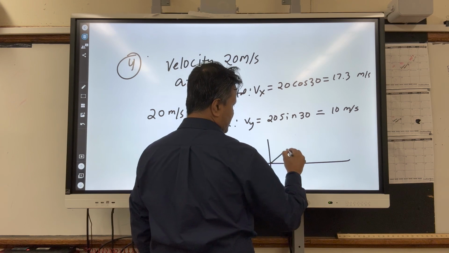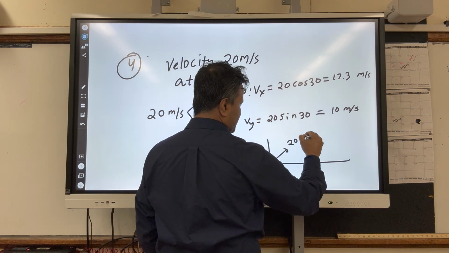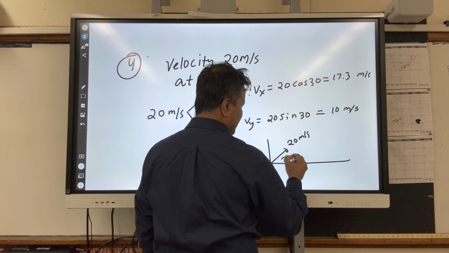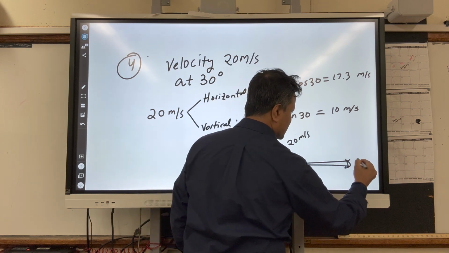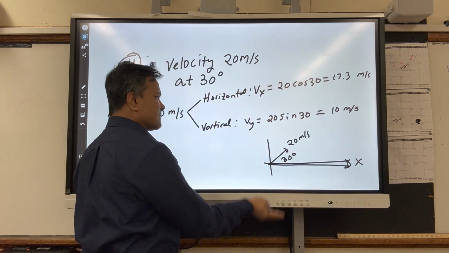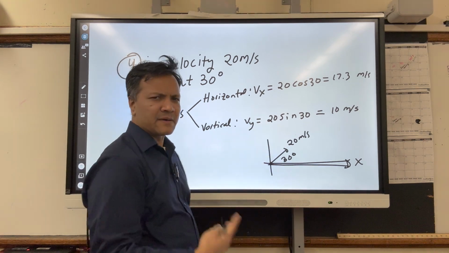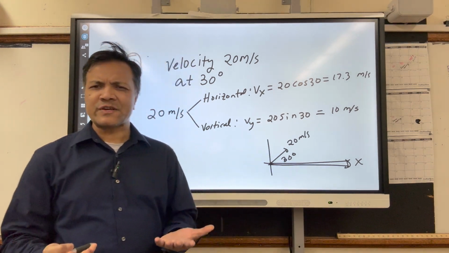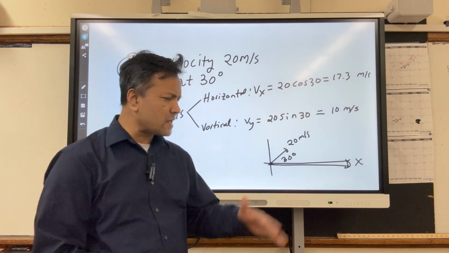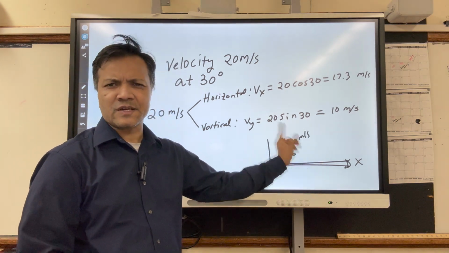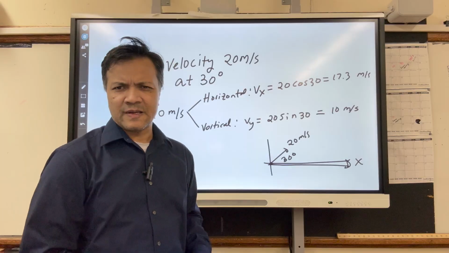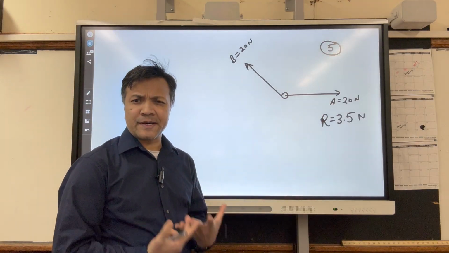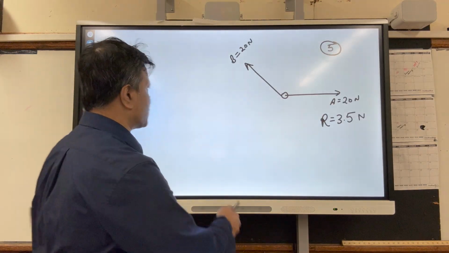So your velocity is 20 meters per second at 30 degrees with respect to the x or horizontal, right? That's how you're going to be thinking about it. 30 degrees with respect to what? You're always going to ask. 30 degrees with respect to the x-axis, counterclockwise. That's how we measure. Number 5, I ask you to find the angle between two vectors.